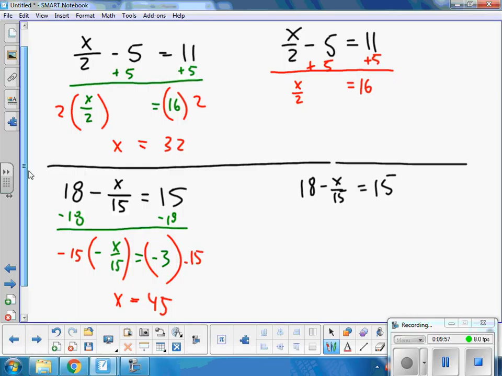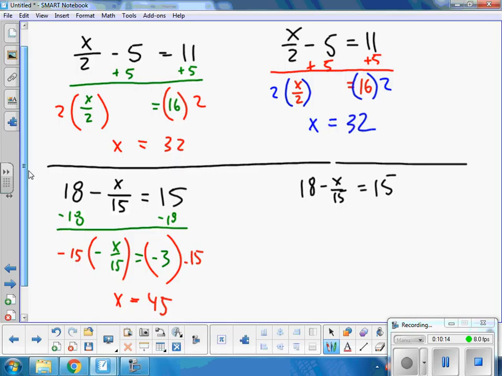And then the side with the variable, I see that it is dividing by 2, so the opposite would be to multiply by 2, because 2 over 2 equals 1. And I'm left with x equals 16 times 2, which is 32. I'm going to keep rolling here.